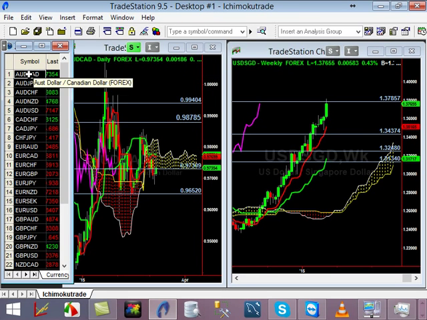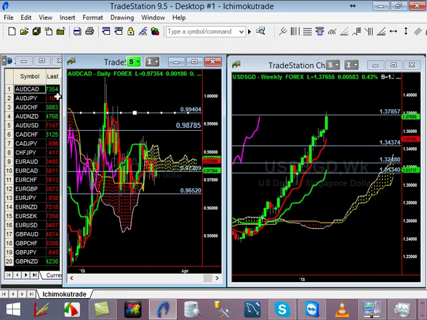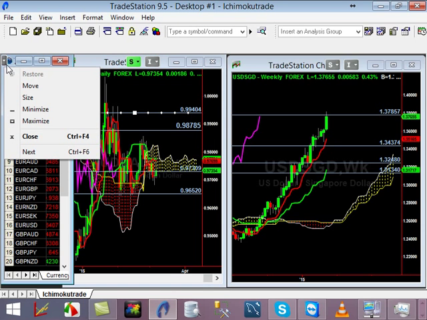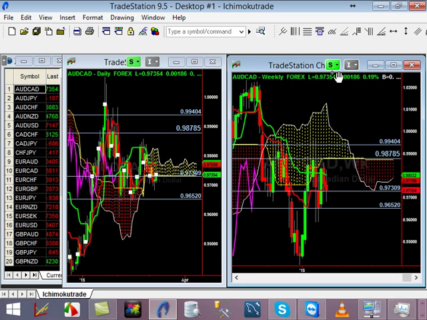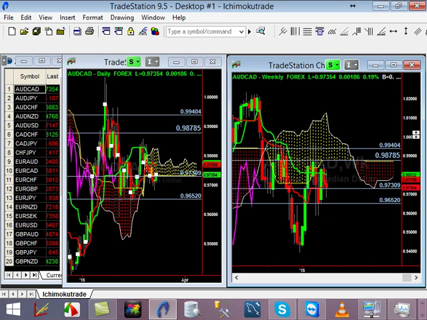If you remember, on the left-hand side is the daily time frame, and on the right-hand side is the weekly time frame. So the very first currency we're going to look at is the Australian Canadian dollar. You can see it started a bearish trend here, then it decided to pull back.